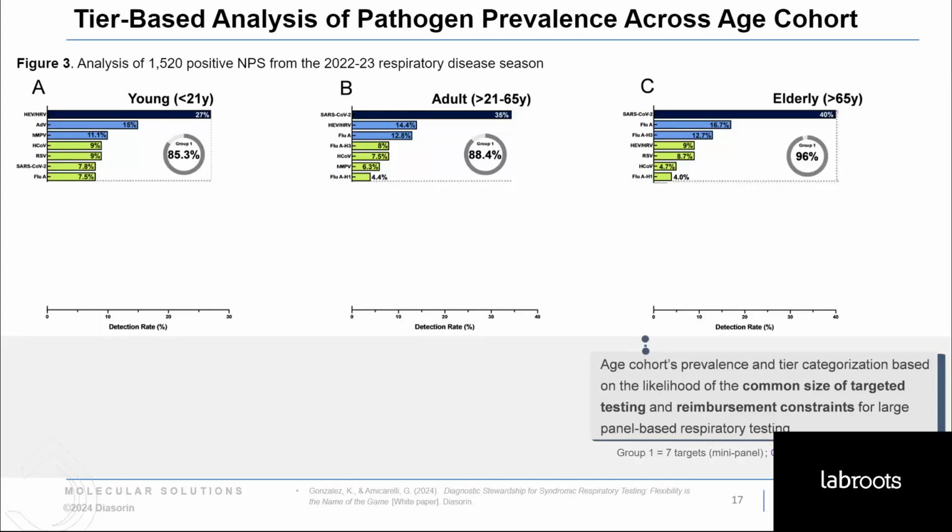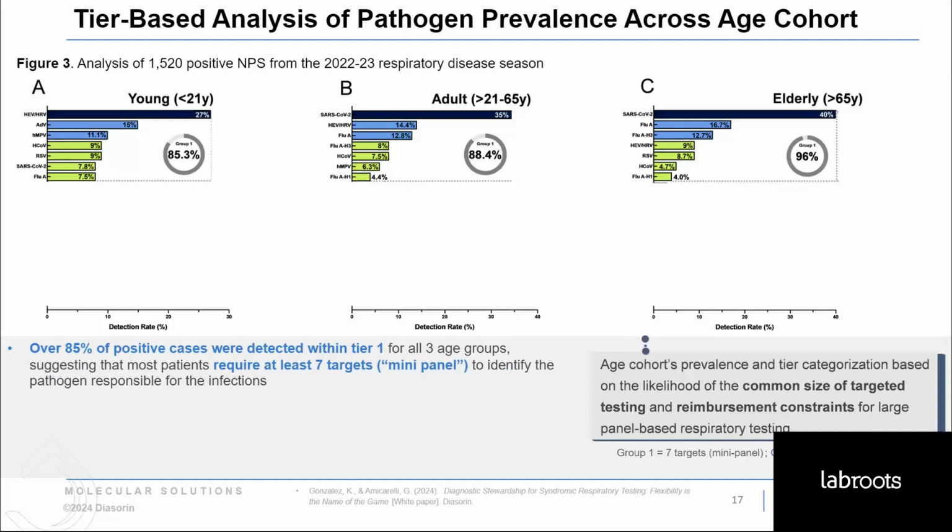Now, as our next step, we did additional analysis to understand if it's really necessary to use large syndromic panels every time for these patients to detect these infections. So we grouped the prevalence of each pathogen and divided the targets into 3 tiers based on the common size of targeted algorithms and current reimbursement constraints for large syndromic panels. Group 1 consisted of a mini panel of 7 targets. Group 2 consisted of a medium panel that included 6 additional targets, for a total of 13. While group 3 was a large panel with all 19 targets.